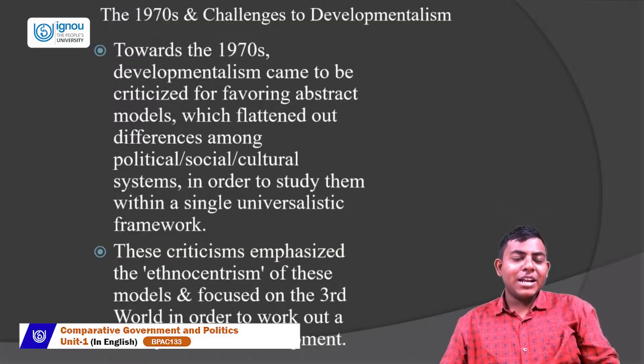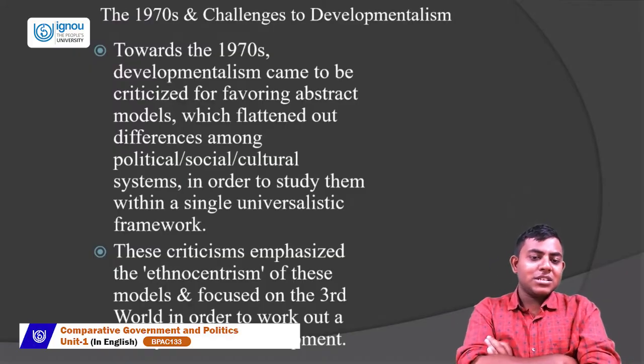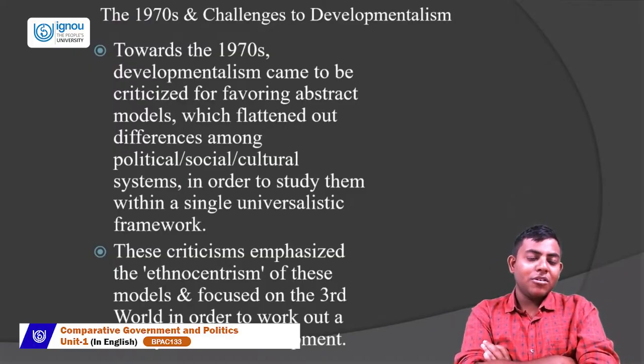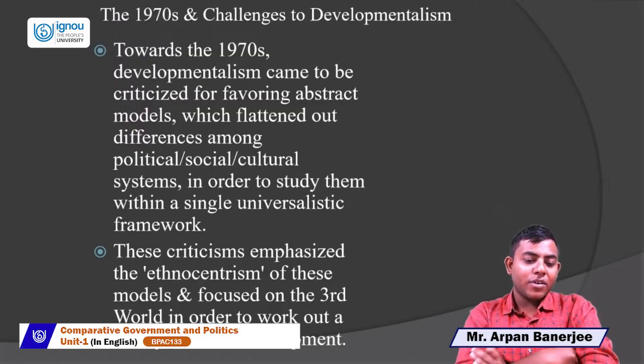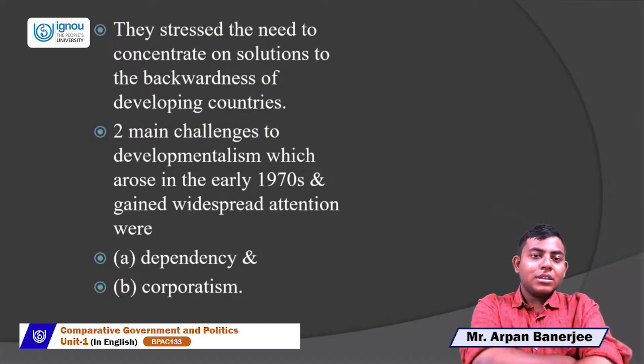Now, if we talk about the 1970s and challenges to developmentalism, towards the 1970s, developmentalism came to be criticized for favoring abstract models, which flattened out differences among political, social, cultural systems in order to study them within a single universalistic framework. These criticisms emphasized the ethnocentrism of these models and focused on the third world in order to work out a theory of underdevelopment. They stressed the need to concentrate on solutions to the backwardness of developing countries.